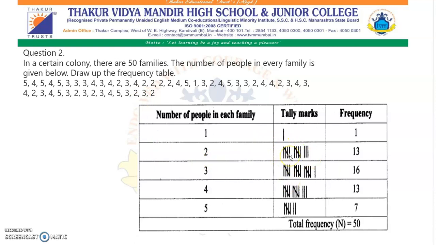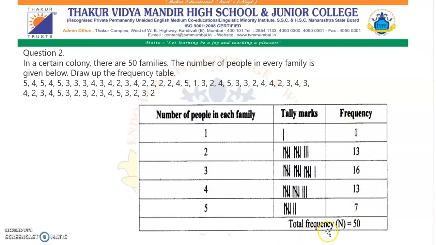4 vertical lines, and fifth one is cross from left to right, 4 vertical lines cross from left to right, and 3 vertical lines. This is total 3. 5 plus 5 is 10 plus 3 is 13. So frequency is 13. Same way, 3 children, the number of families are 16, so frequency becomes 16. Same way families having 4 children are 13, so frequency becomes 13. Number of families having 5 children are 7, so tally mark, this is 4 vertical lines and the fifth one is cross. This is 5, this is 6 and 7, so frequency becomes 7.